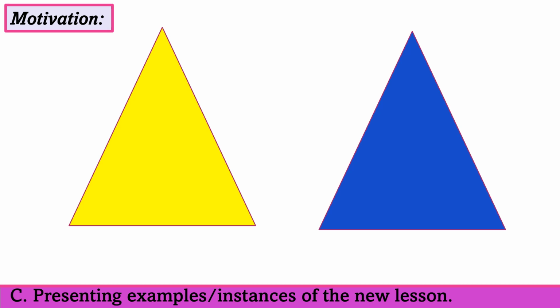Now, look at these two triangles on the screen. As you can see, one is colored yellow and the other one is colored blue. Can you determine the congruence of each triangle by dealing only with their sides and not the angles? Okay, so bear with me as we discuss the SSS congruence postulate.